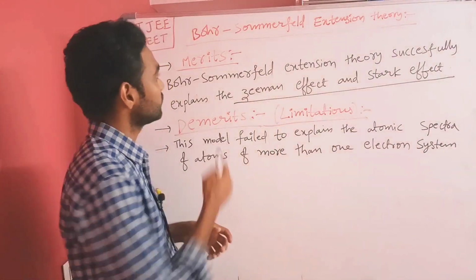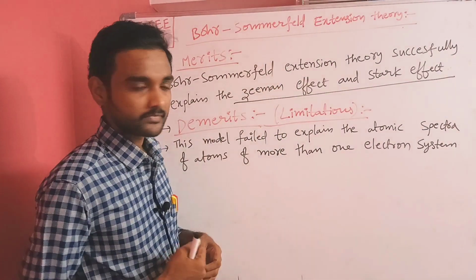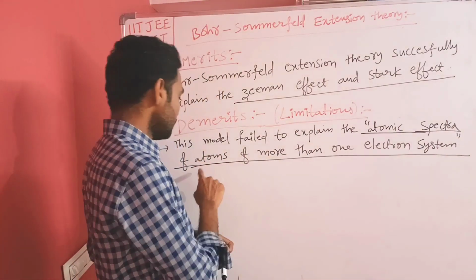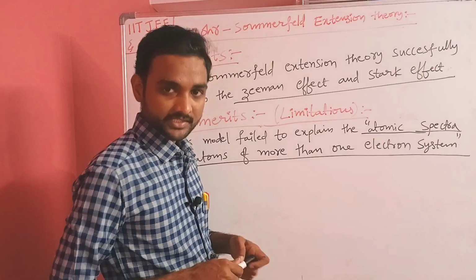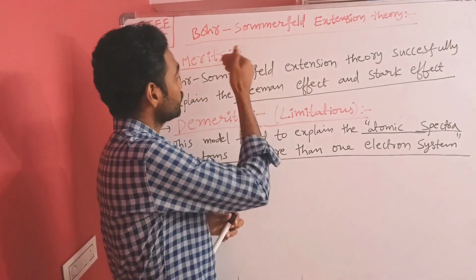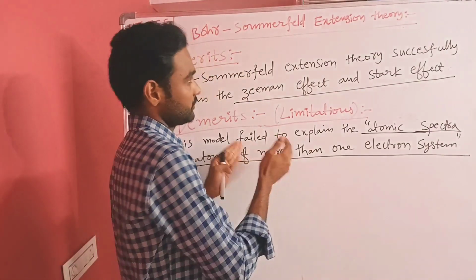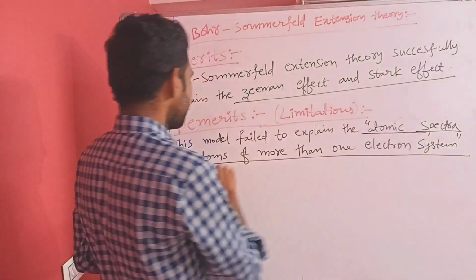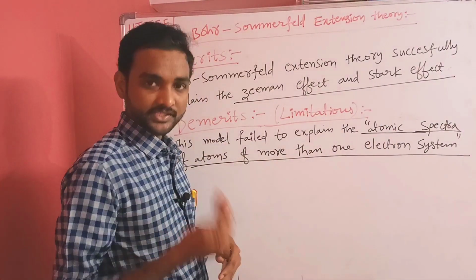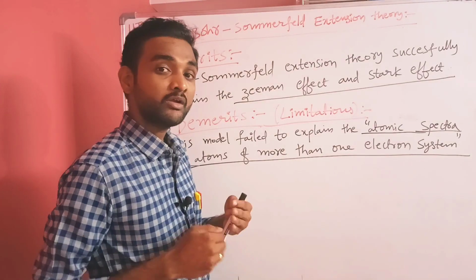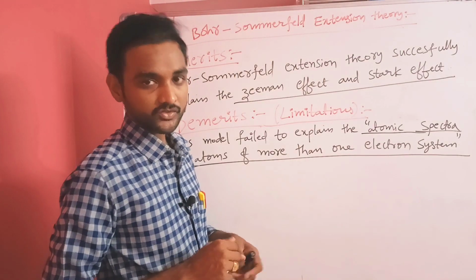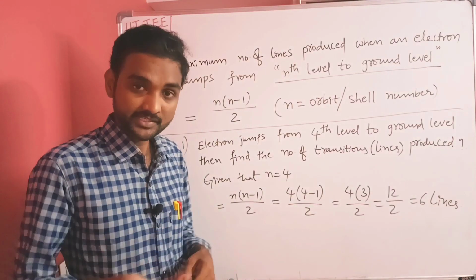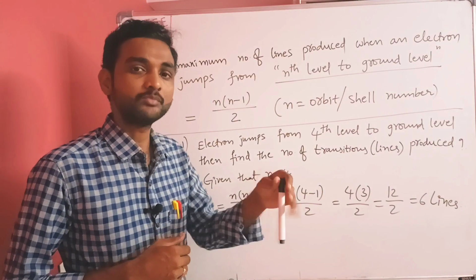Okay, next, what are the demerits of this theory? I mean the limitations of Bohr-Sommerfeld extension theory. See, this model failed to explain the atomic spectra of atoms with more than one electron. See how Bohr's theory failed, like that only, Sommerfeld's theory also failed, mainly due to the atomic spectra of atoms of more than one electron system. It is unable to explain more than one electron system.